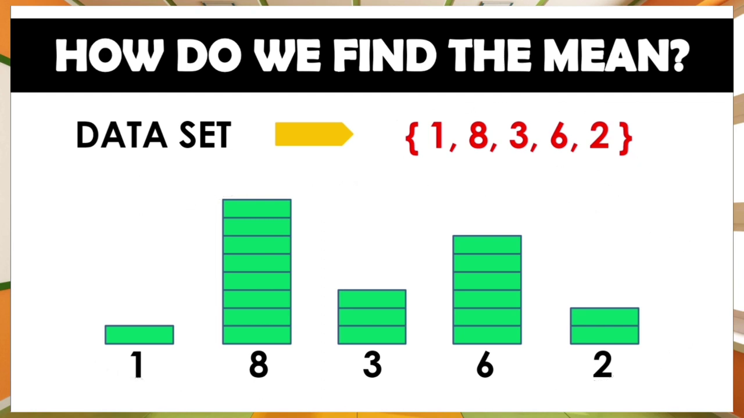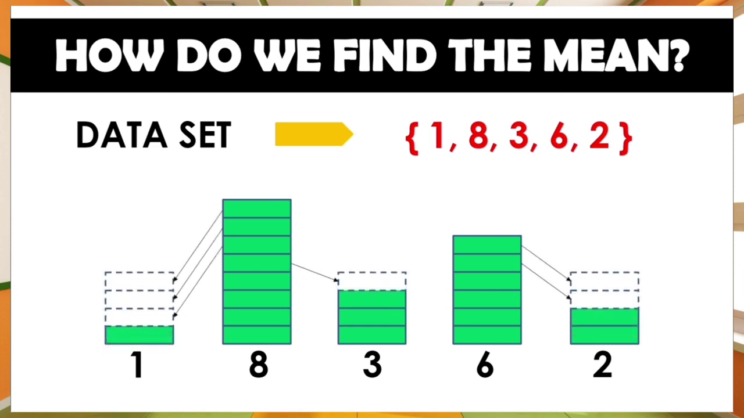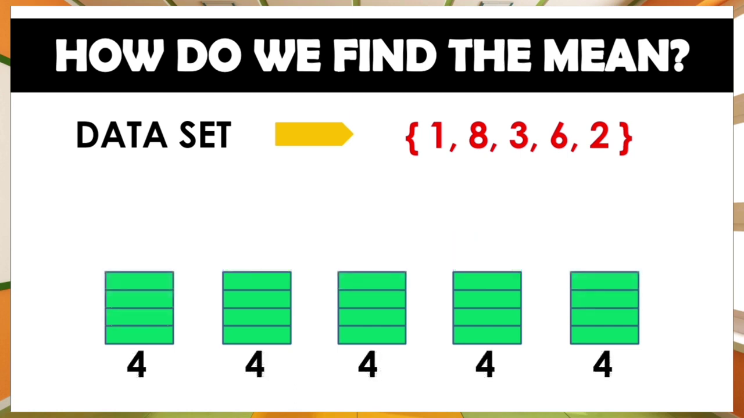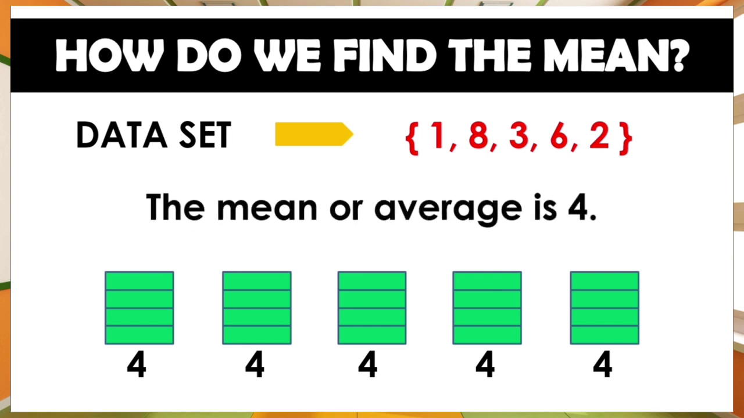Now, if we will transfer certain blocks to other groups and make all the blocks have the same heights, then we can do that by transferring certain blocks to these positions. As you can see, each group of blocks now has the same height. From 1, 8, 3, 6, and 2, we only now have one value, which is 4. Therefore, the mean or average of the given numbers is 4.